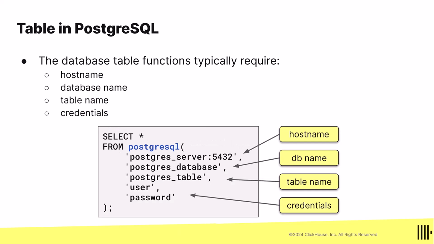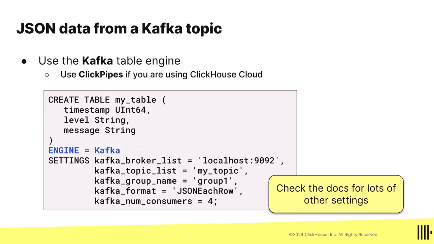If it's a table in another database, like here I have a PostgreSQL example, well, you pass in the obvious things you would expect to pass in. Where is the server at? What's the host name? What's the name of the database? What's the name of the table? How do I log into that table or that server? That's all the things you would expect in the PostgreSQL table function.